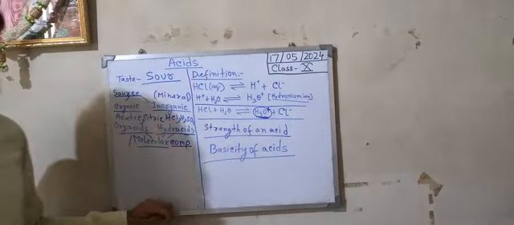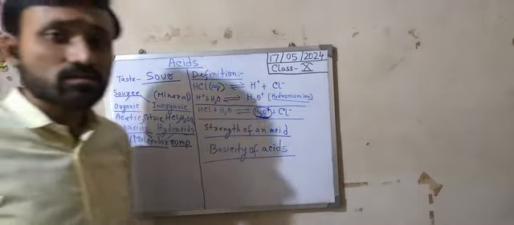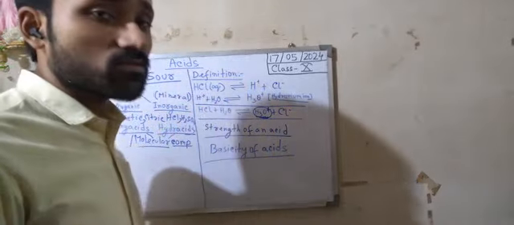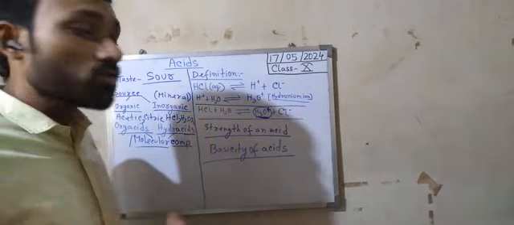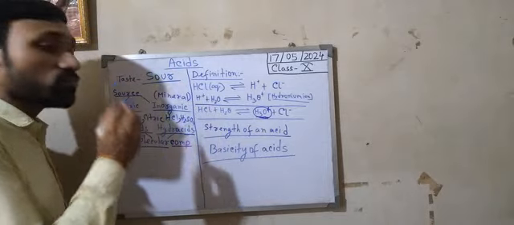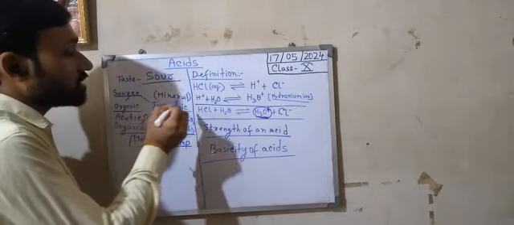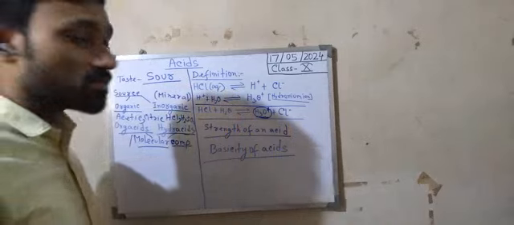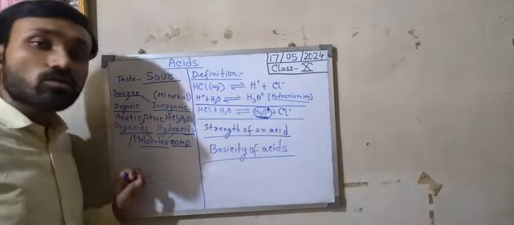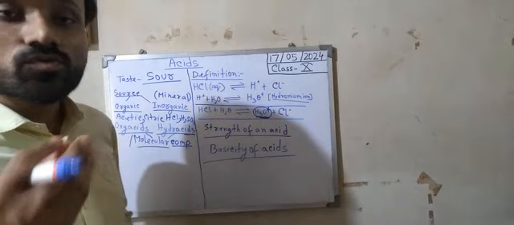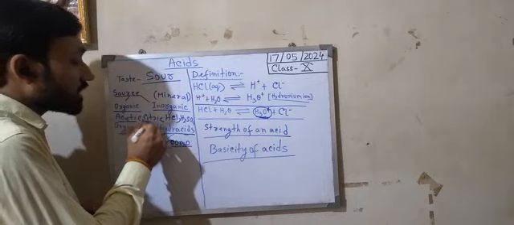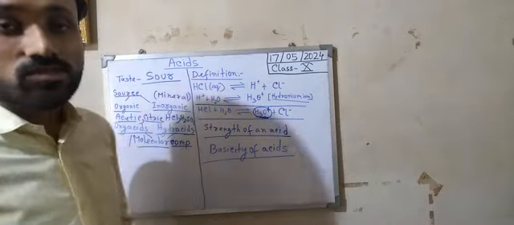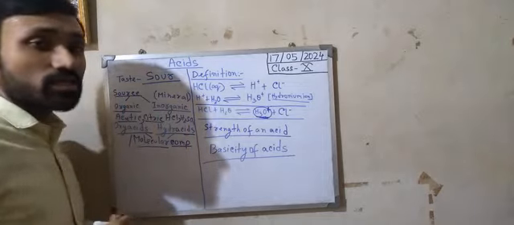Now next we come to the different types of acids. First, based on the source, that means from where we are getting the acid, we have two types: organic acids and inorganic acids. What are organic acids? Organic acids are those acids which are obtained from plants. Examples: acetic acid, citric acid, oxalic acid. These are all examples of organic acids.